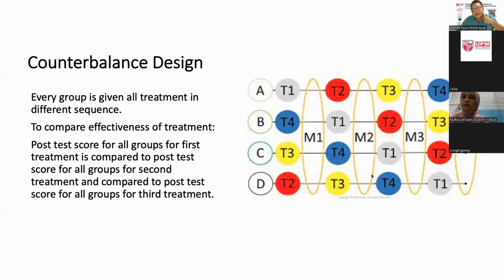So for example, for the first phase, group A gets T1, and after they finish this one, they give the test measurement, and then for the second phase they change, and so on. Okay? So this is the counterbalance. So how to analyze this one? You can analyze it based on that.